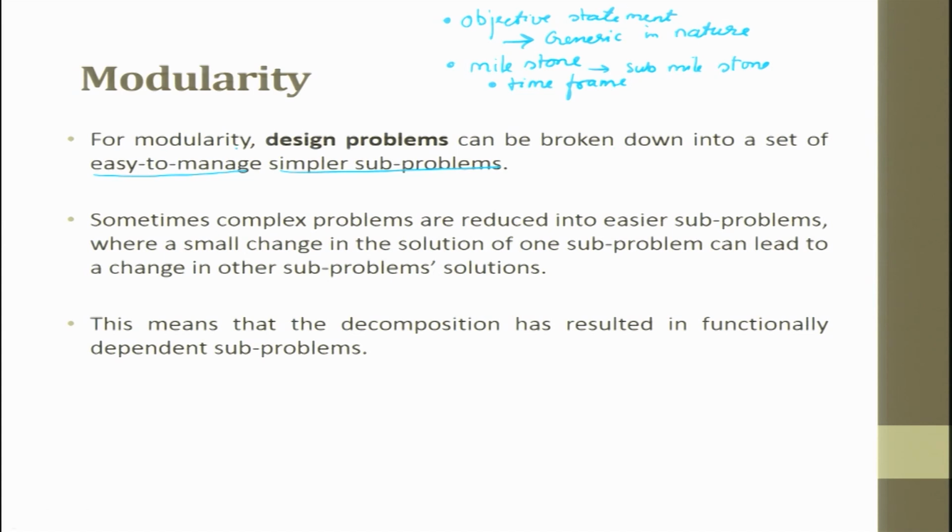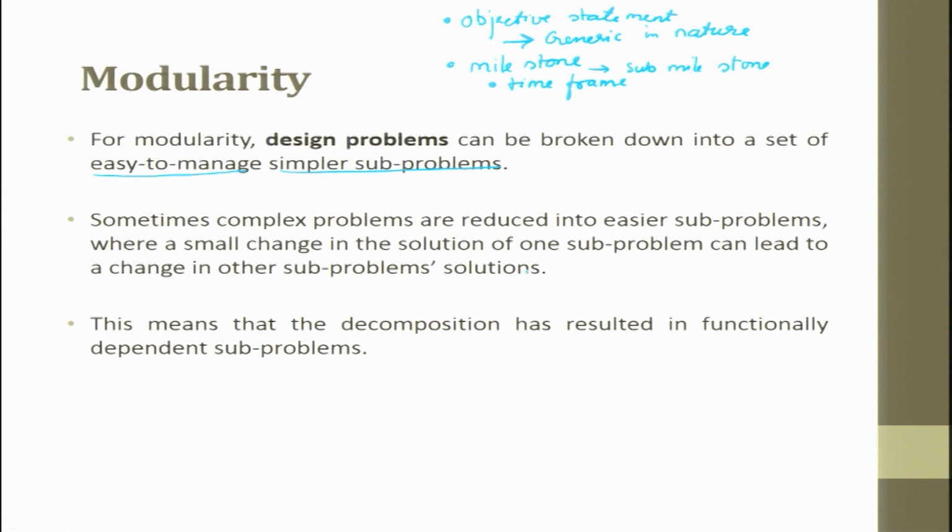So, modularity also follows the same concept. It is broken down into a set of easy to manage simpler sub problems. Sometimes complex problems are reduced into easier sub problems, where a small change in the solution of one sub problem can lead to a change in another sub problem's solution.